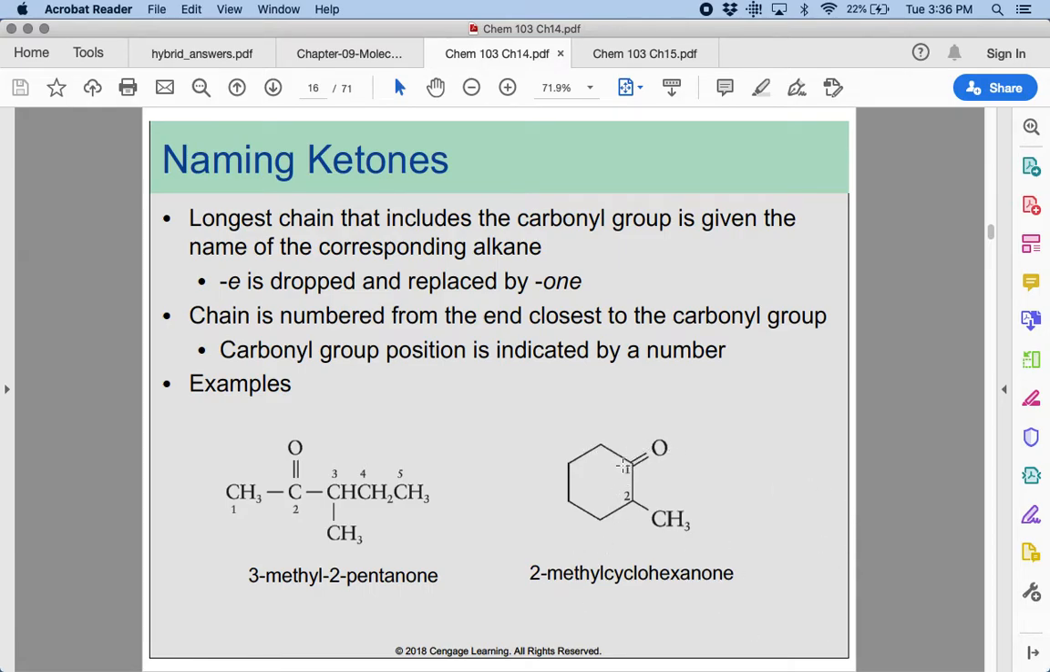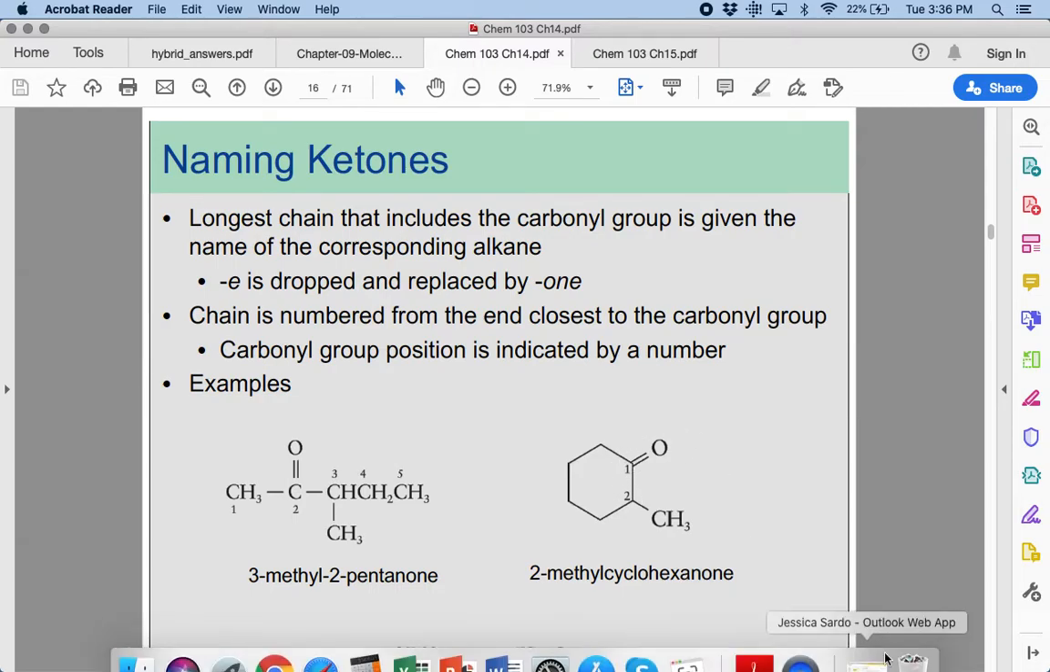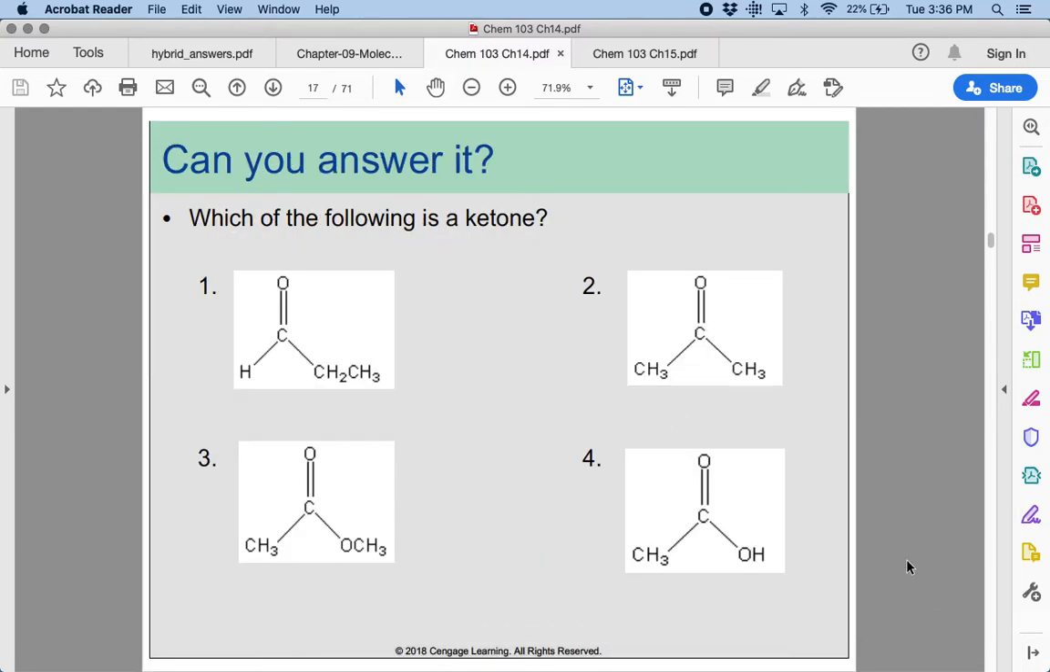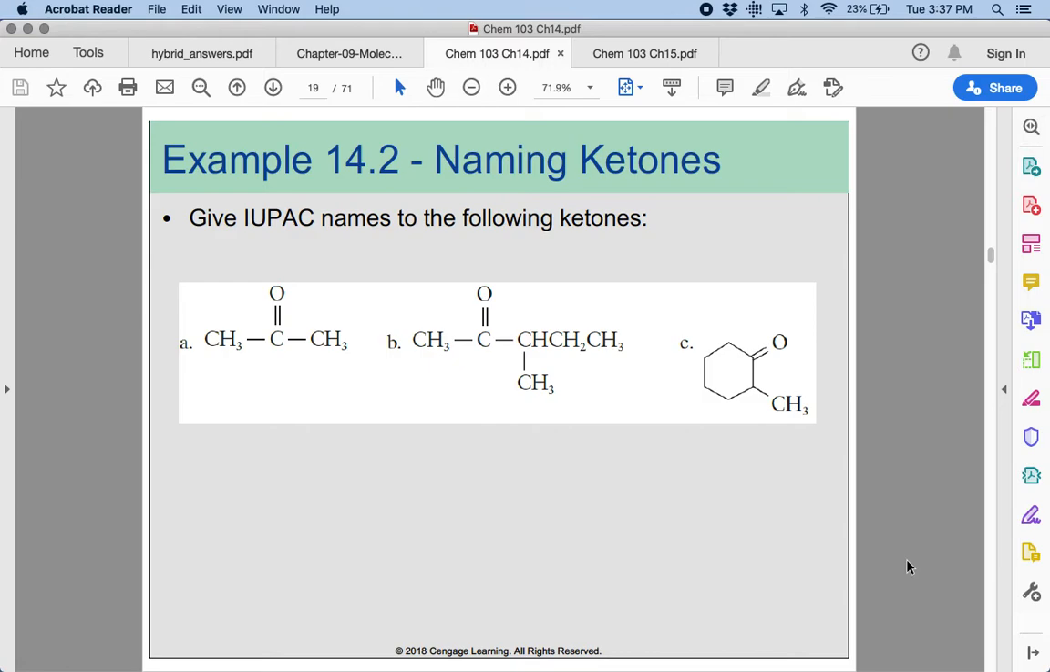So yes, when we have a carbonyl group like this in a cyclical compound, this would be considered a ketone, which is a little weird. So which of the following is a ketone? 2 is a ketone. Give the following IUPAC names for these ketones. So I would encourage you to pause the video here and go through and name these compounds.